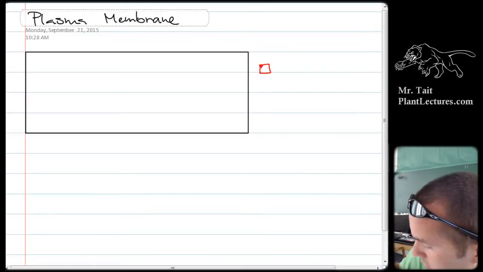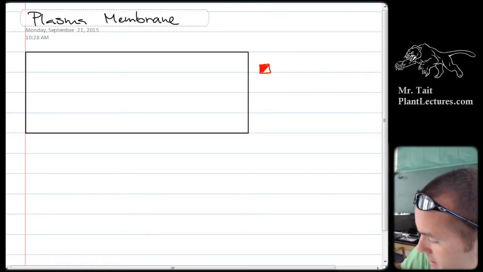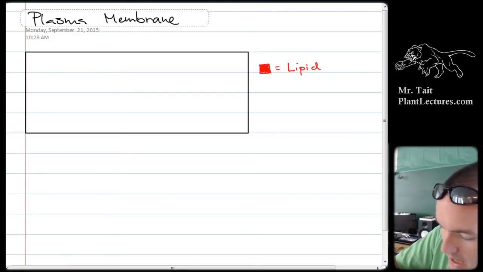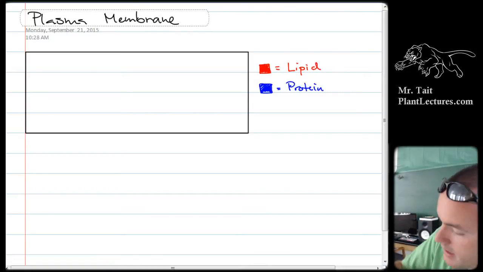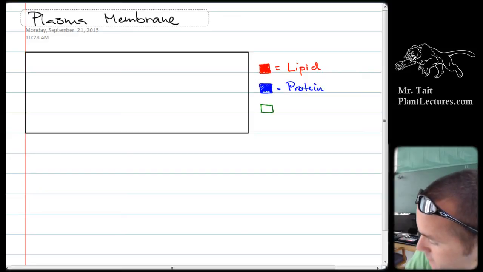Red is going to represent the lipids. So anything that's a lipid is going to be in red. Anything that is a protein is going to be in blue. And anything that is a carbohydrate is going to be in green.